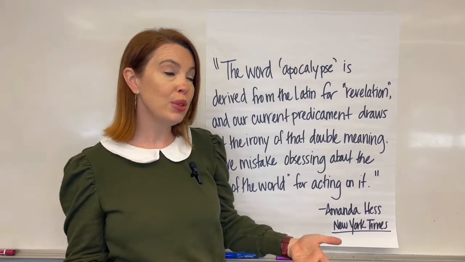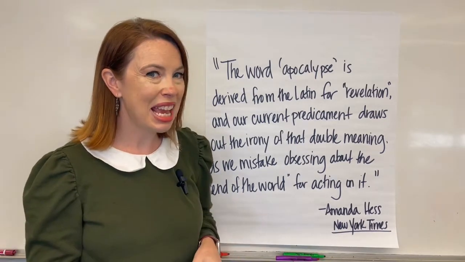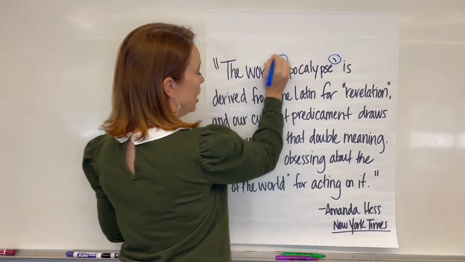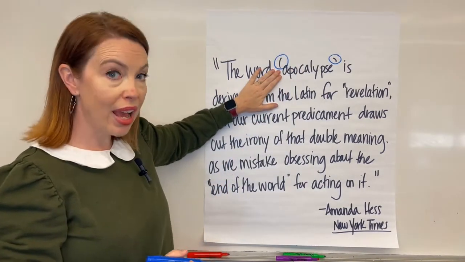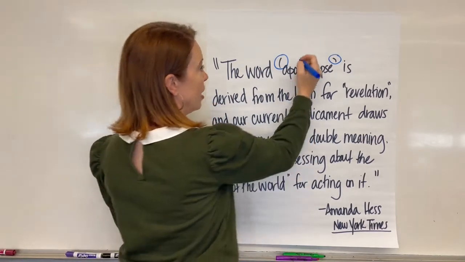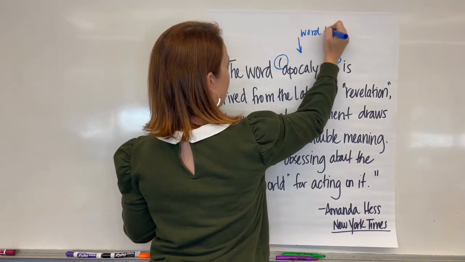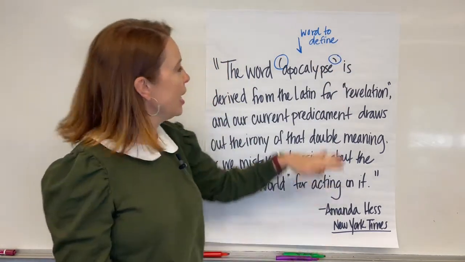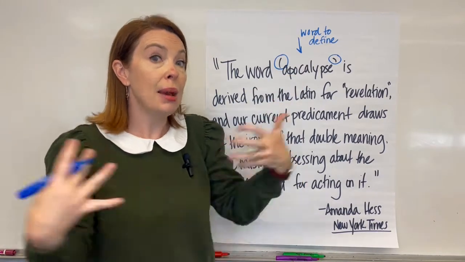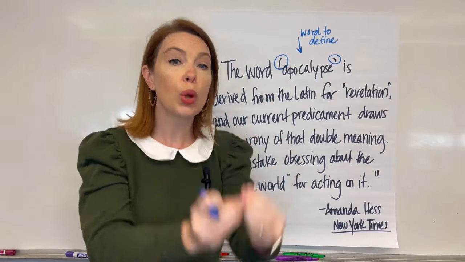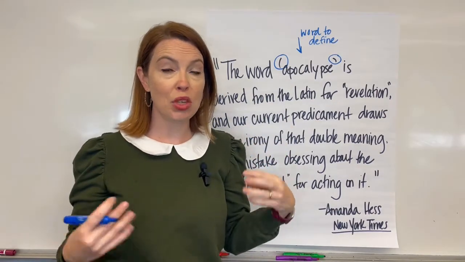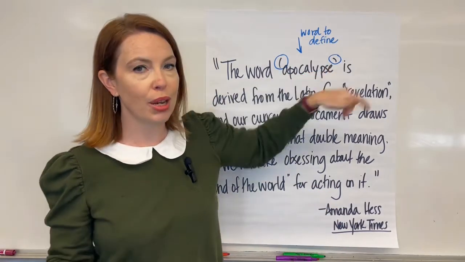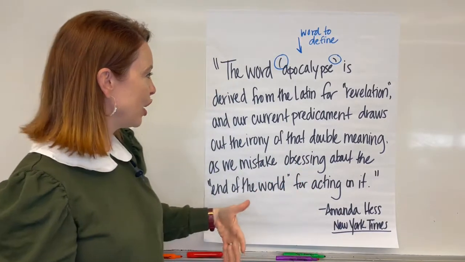So how does a writer use this move? Well, there are a couple of things I want to point out to you. First of all, when a writer uses this move, they use quotation marks around the word that they are about to define. This is the word to define. And this is just a convention that we use that indicates we're not talking about an apocalypse, we're talking about the word apocalypse. So anytime you are writing about a word itself and not the meaning of the word, you put quotation marks around it to indicate that to the reader.